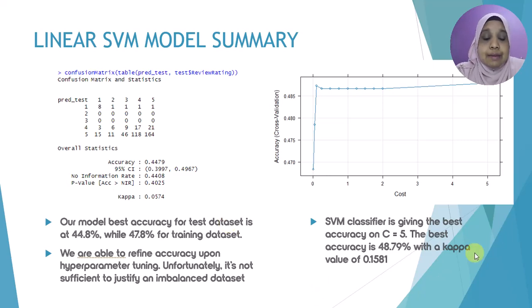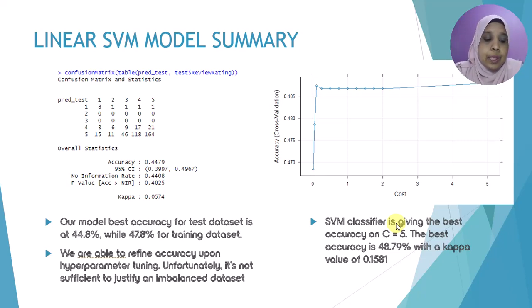As a final step, we evaluate C values to see which C values could give us the best accuracy. And we found that the best accuracy for SVM was when C equals 5, with a value of 48.79%, and the kappa value is 0.1581.